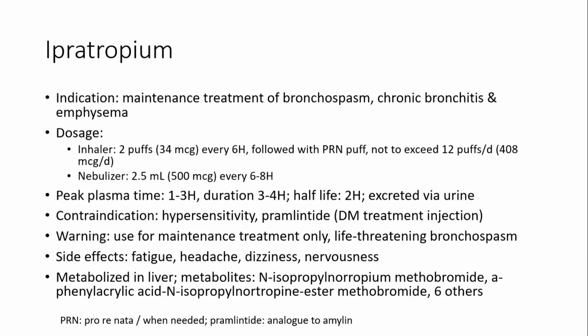The peak plasma time is 1 to 3 hours. Duration is 3 to 4 hours. Half life is 2 hours. It can be excreted via urine, and it will be metabolized in the liver. Contraindications include hypersensitivity and the administration of pramlintide, which is an analog of amylin used for DM treatment by injection. Warning: use for maintenance treatment only because it can cause life-threatening bronchospasm. Side effects: fatigue, headache, dizziness, and nervousness.